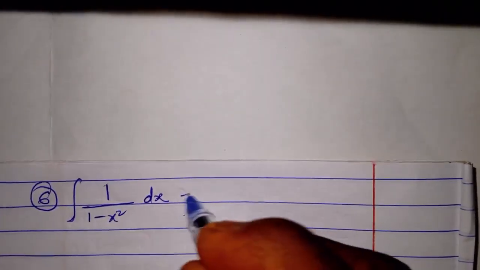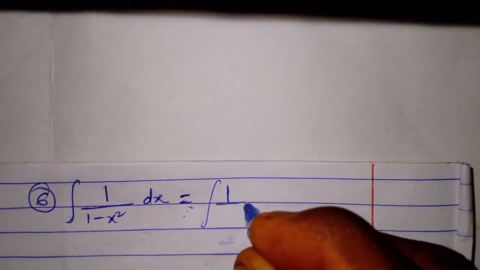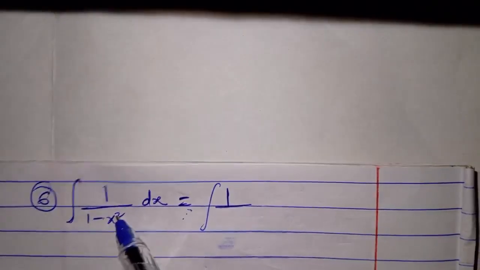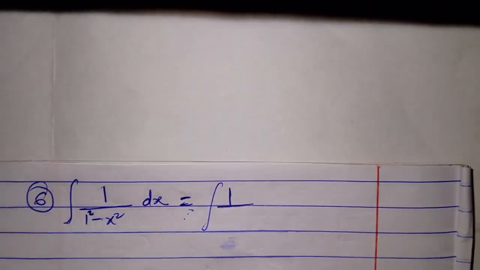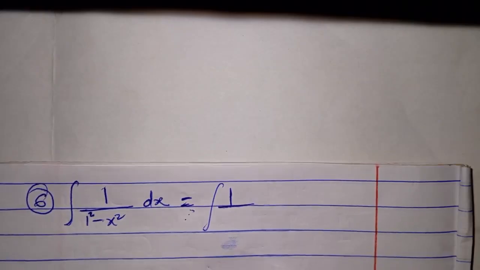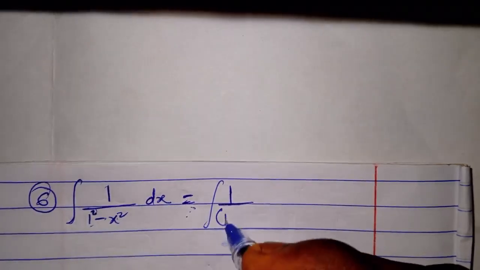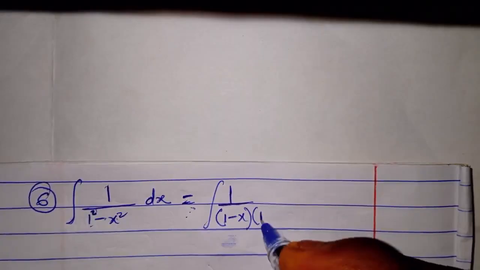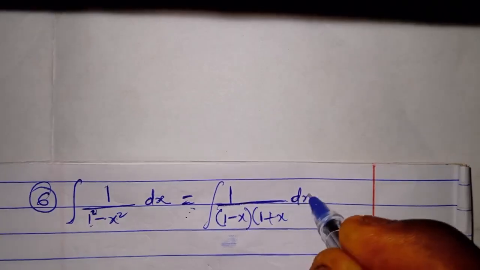I can write this integral as the integral of 1 all over 1 squared minus x squared, right? Because 1 squared is still 1. And this is a difference of 2 squares. So the principle of difference of 2 squares can be applied here. 1 squared minus x squared is 1 minus x times 1 plus x dx.